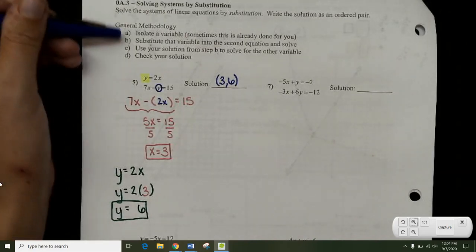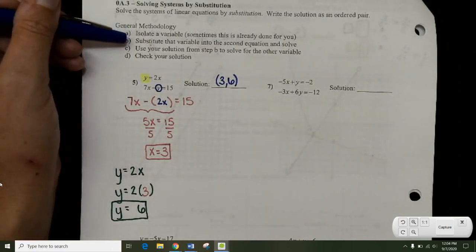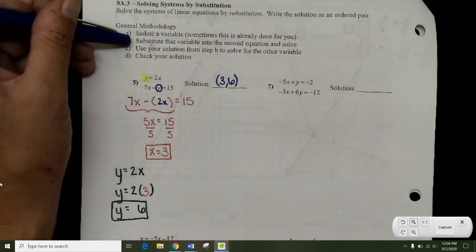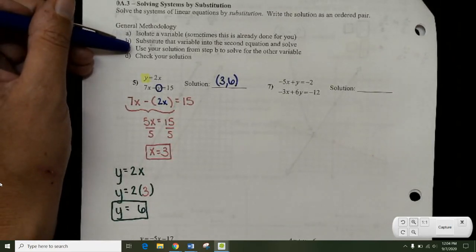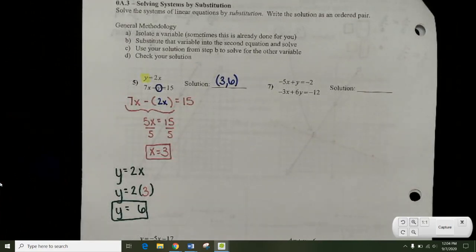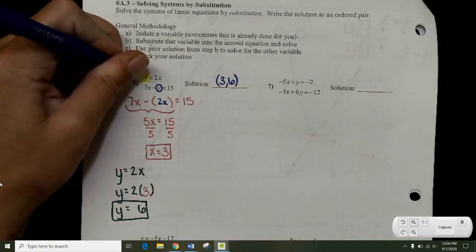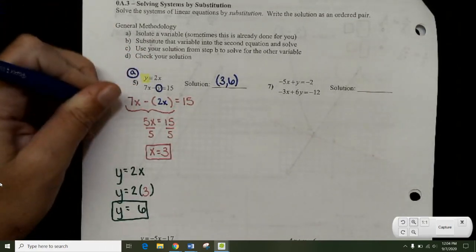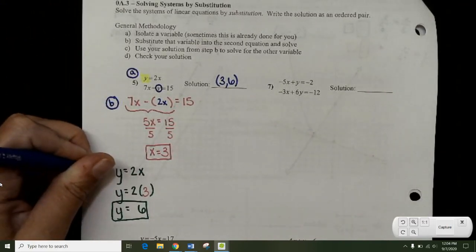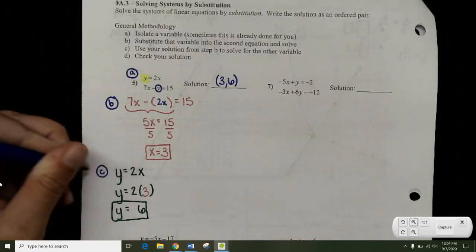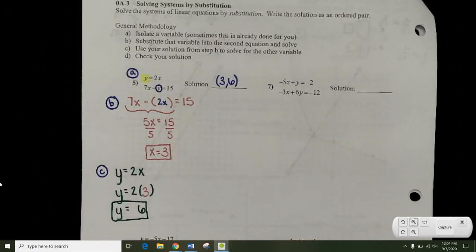So I isolated a variable. It was already done for me. I substituted that variable into the other equation, and then I used the solution to solve for the other variable. So this was step A, step B, and step C. Now the only thing I haven't done yet is check my solution.